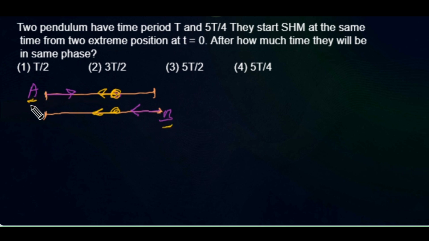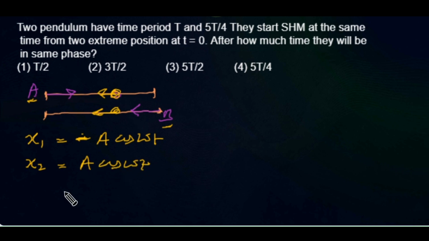Let's say the expression for the first one is x1, which is at the left extreme, so it can be written as x1 = -a cos ωt. At t = 0, the x value is -a. x2 can be written as x2 = +a cos ωt, right? Now you have to find the time when x1 equals x2 and at the same time v1 equals v2, right? This is the first method you can use to solve this.